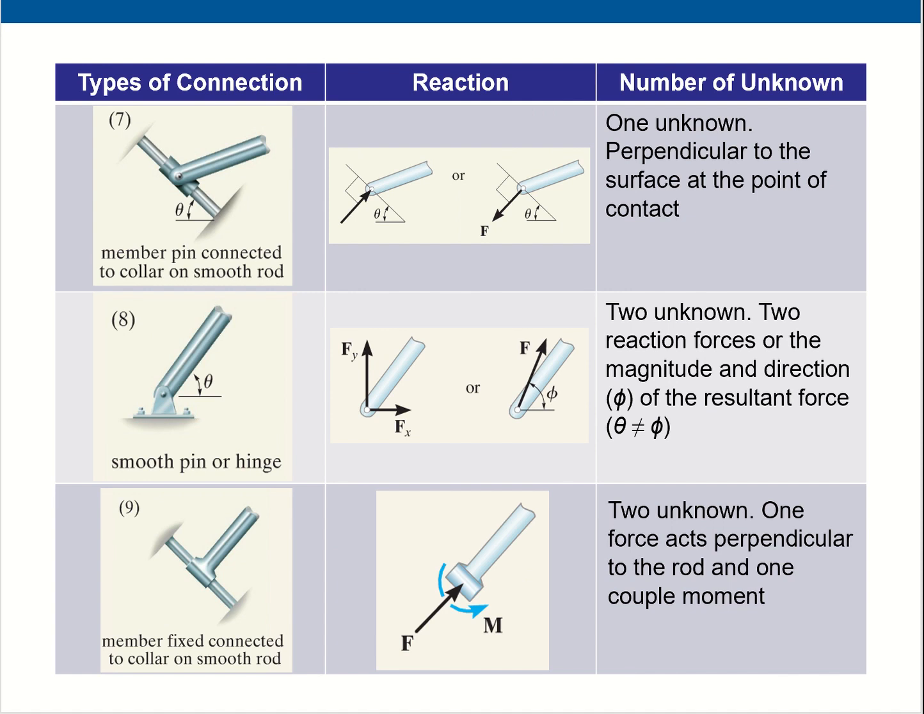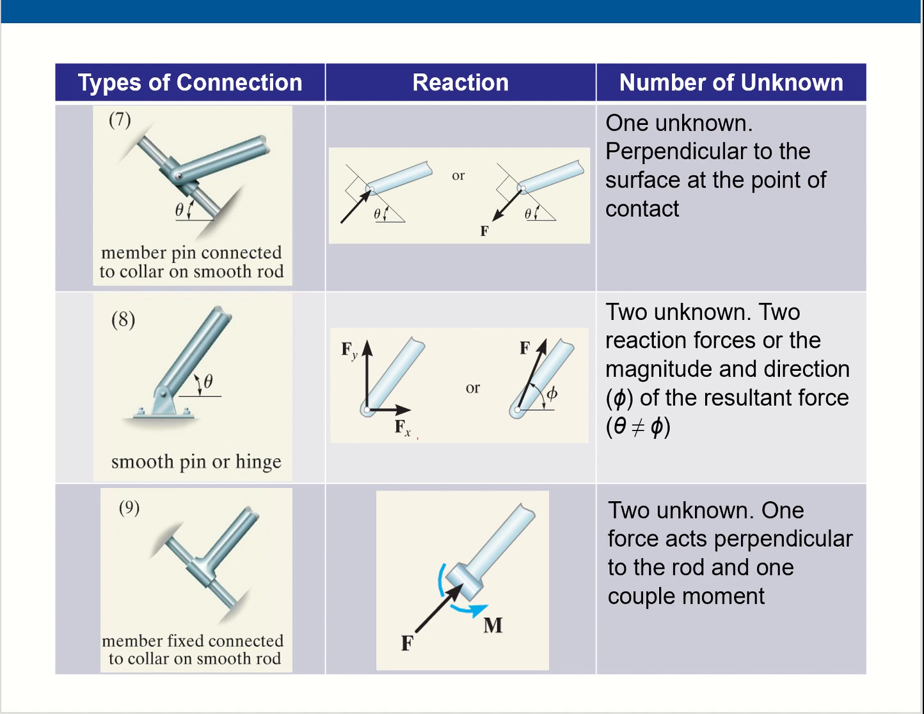This guy is a smooth pin, okay, pin joint, right? So we have two support reactions for the horizontal and the vertical. We can express these two forces using the resultant force. This is the resultant force, and this is the angle. So we can express two forces with the resultant force and the direction.